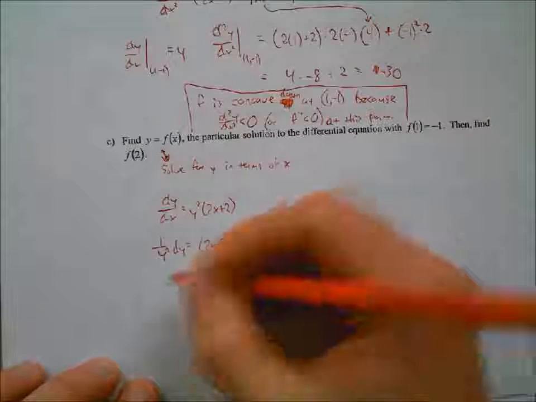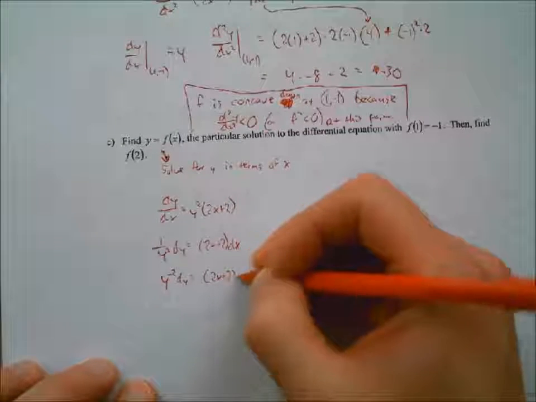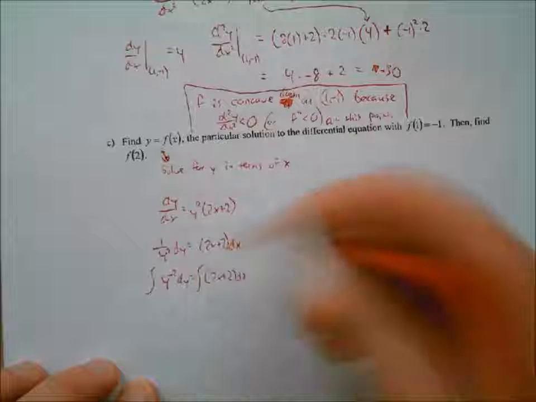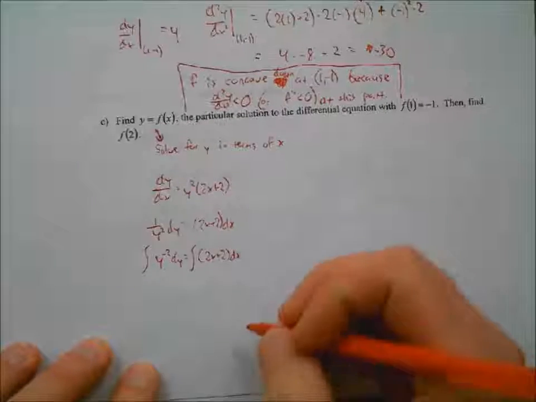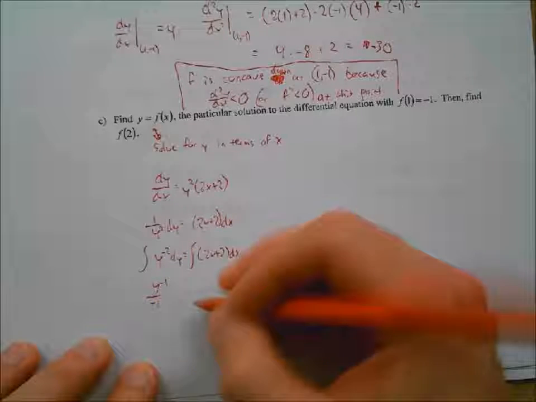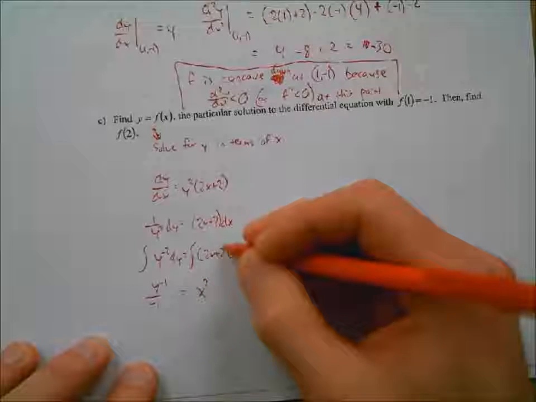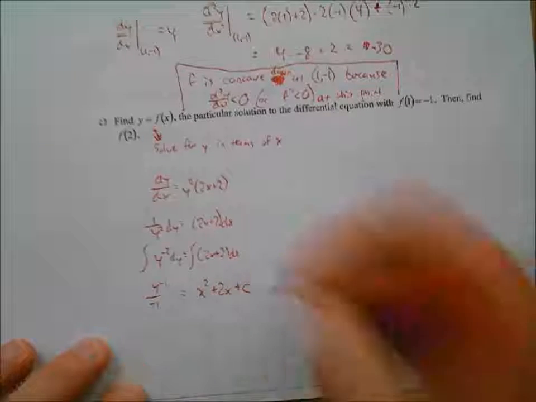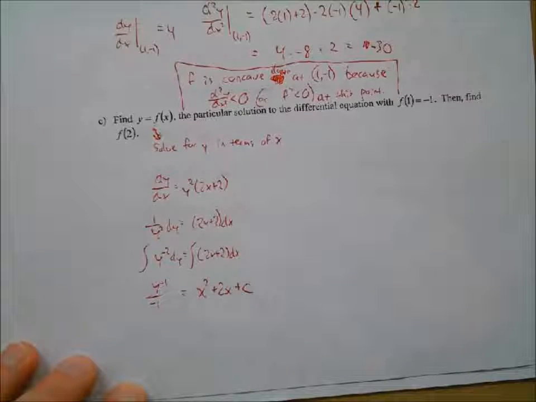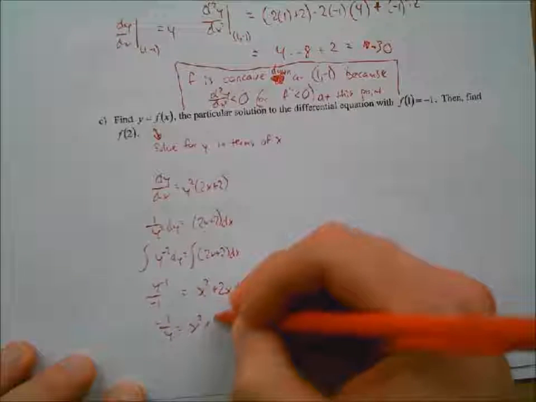I'm going to rewrite that as y to the -2 dy equals 2x plus 2 dx, and we'll integrate now. Integral of y to the -2 is y to the -1 over -1. Integral of 2x will be x squared. Integral of 2 will be 2x, and then plus c. So -1 over y equals x squared plus 2x plus c.